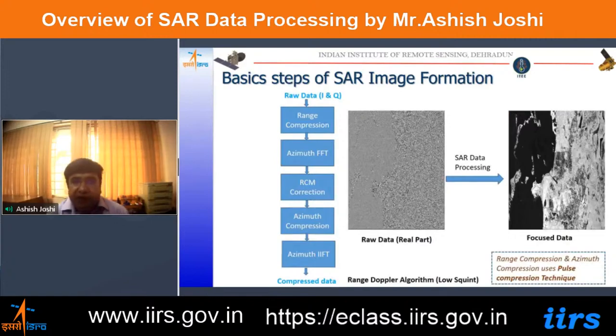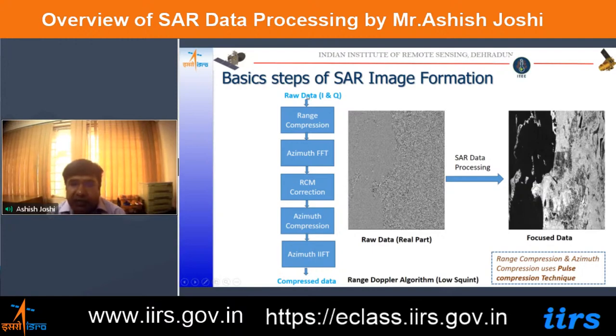So these are some of the basic steps of SAR image formation. You can see this is the SAR raw data. It is of very coarse resolution. As I told you in the earlier slide, the range resolution is very coarse, and the azimuth resolution is also very coarse. So we have to do some data processing on the raw data. There are some important concepts: first is range compression, then RCM correction, and then azimuth compression.